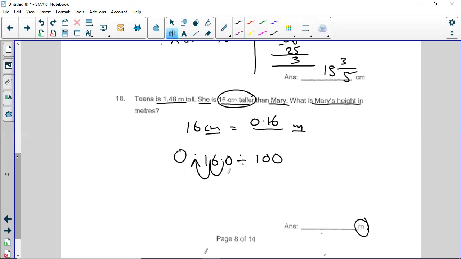So Mary is how tall? Then you take 1.48 meter and minus 0.16 meter, right? To get how tall is Mary, because Mary is shorter. So you have to minus, right? To get Mary's height. Okay, so 1.48, if you do your working correctly, your answer will be 1.32 meter. Okay, so Mary's height is 1.32 meters. Okay, let's go to the next one, which is a fraction problem.